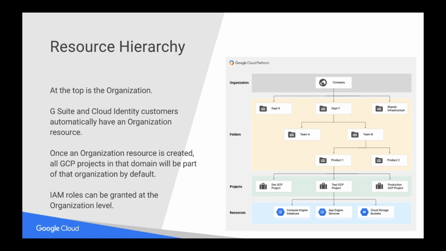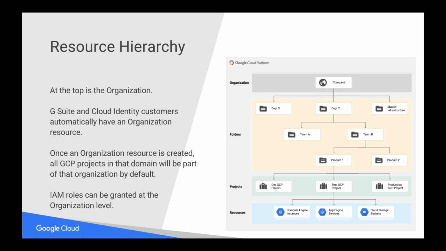Once an organization resource is created, all GCP projects in that domain will be part of that organization by default. This means projects can be centrally managed by an organization admin, and also you don't have to worry about what happens when an employee leaves the company. They will lose access to the project that they were in, but the project will still stick around, and everybody else that had access to it still will.